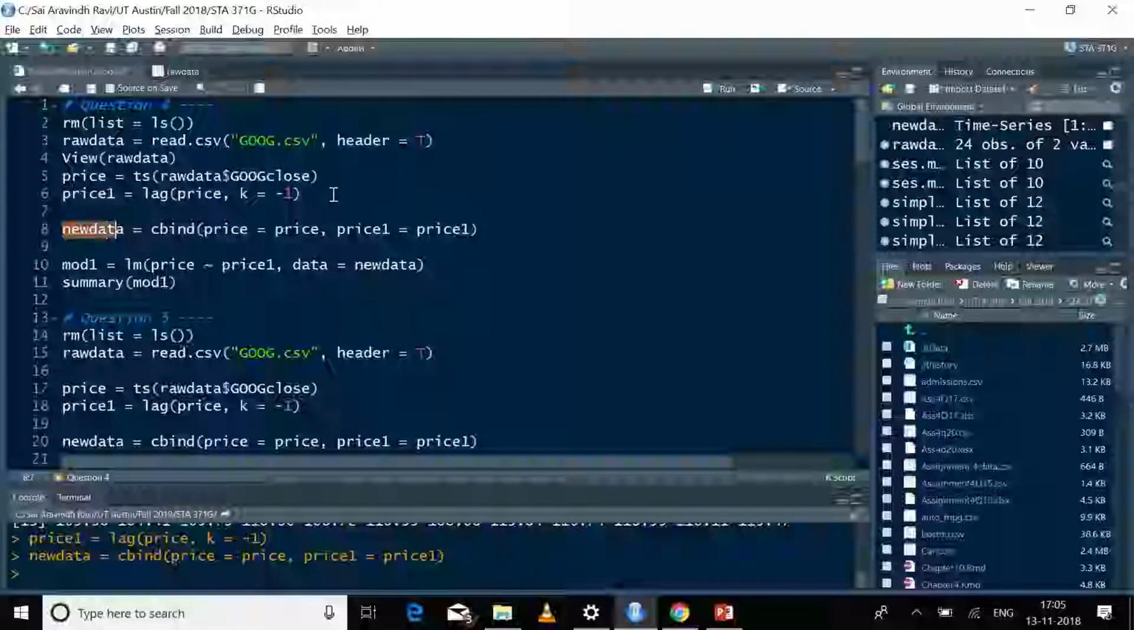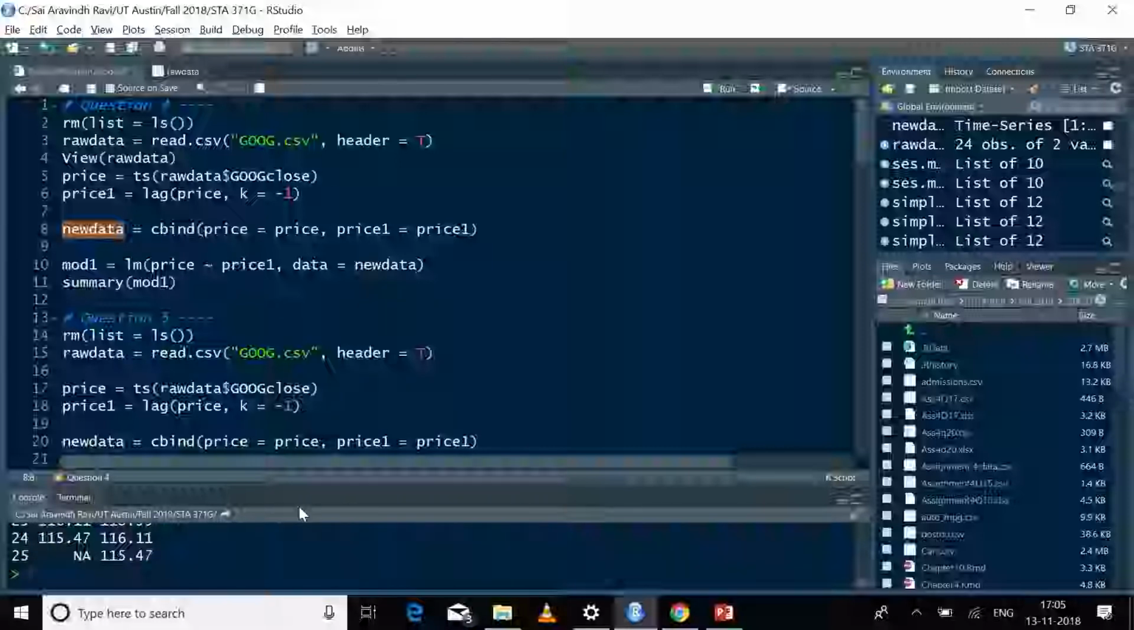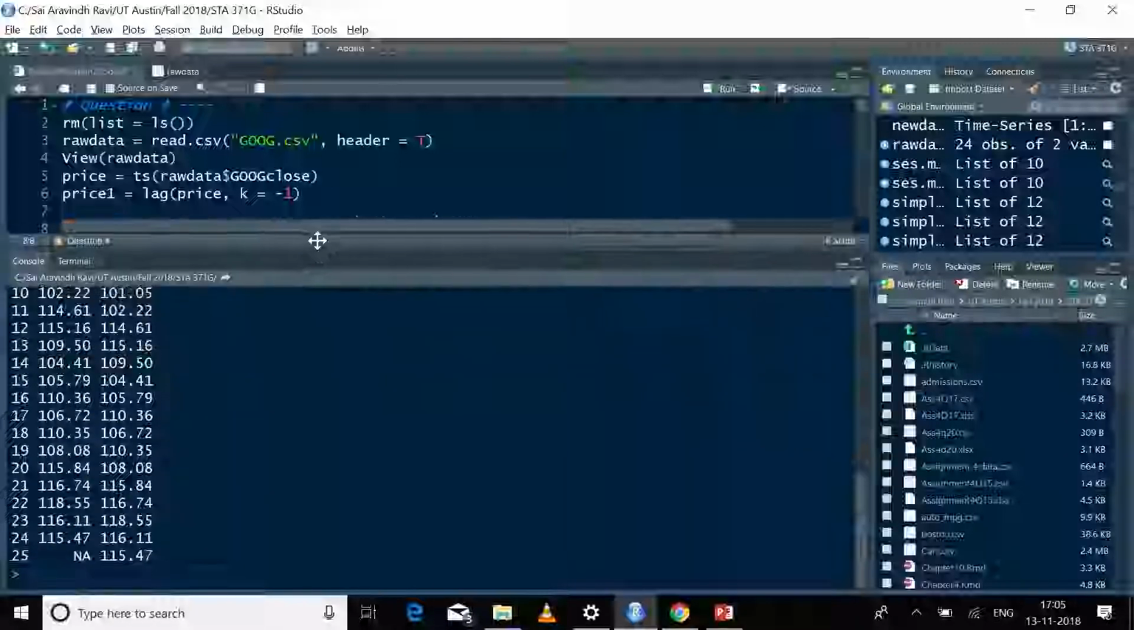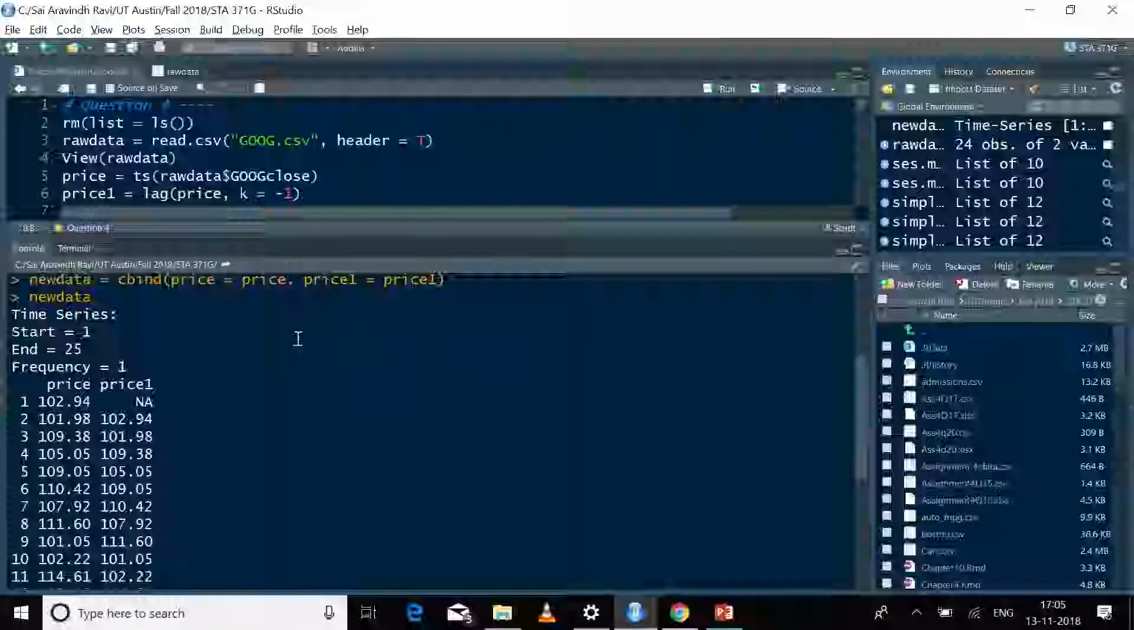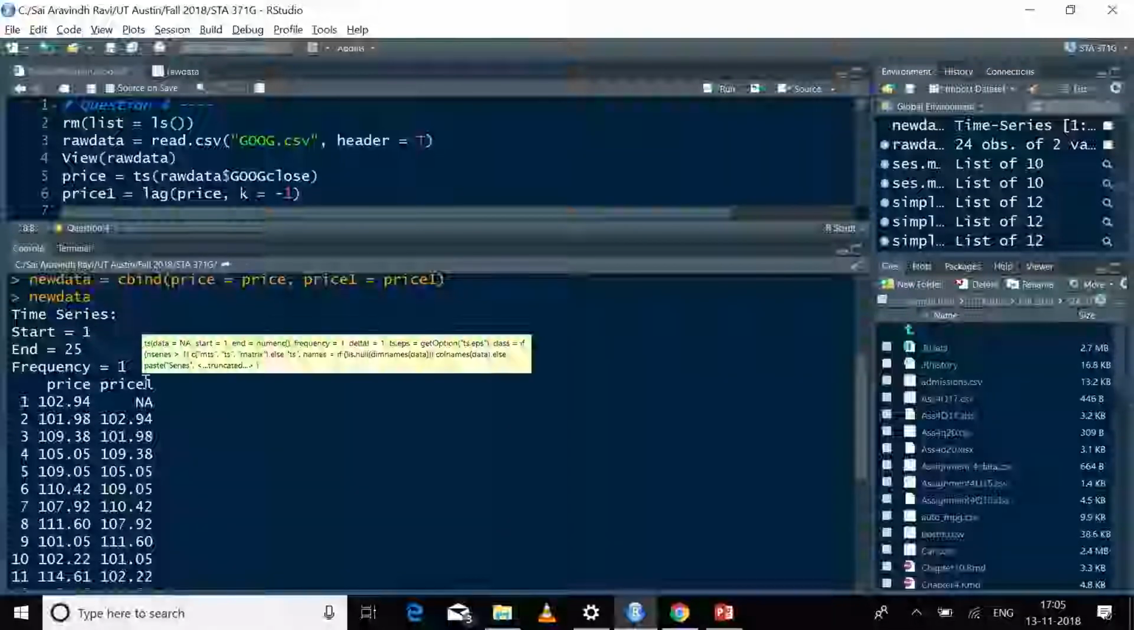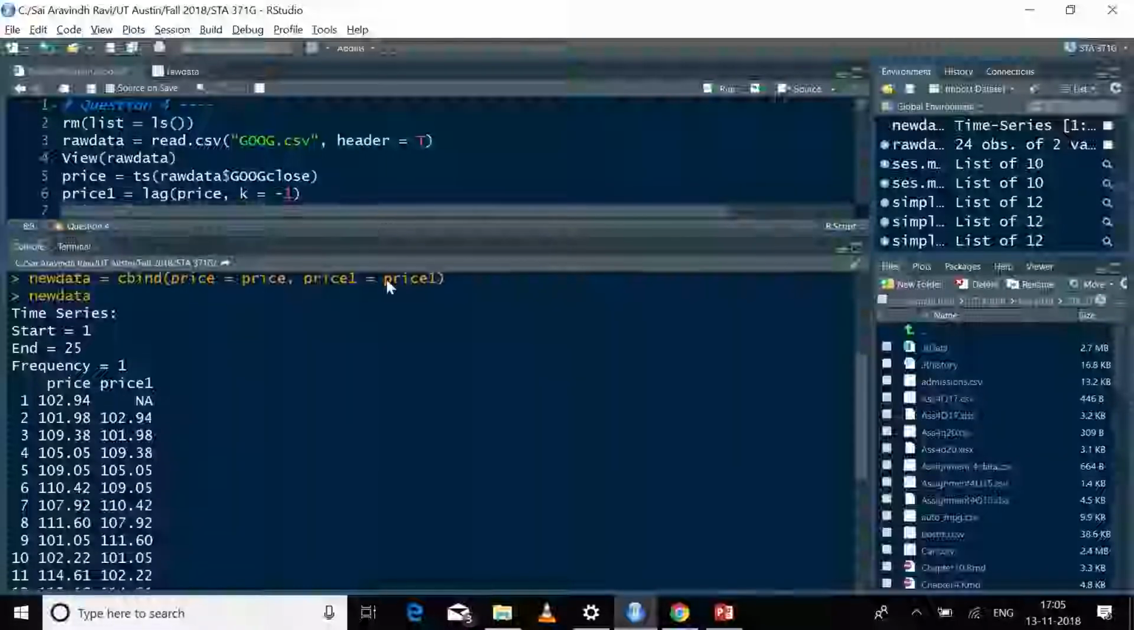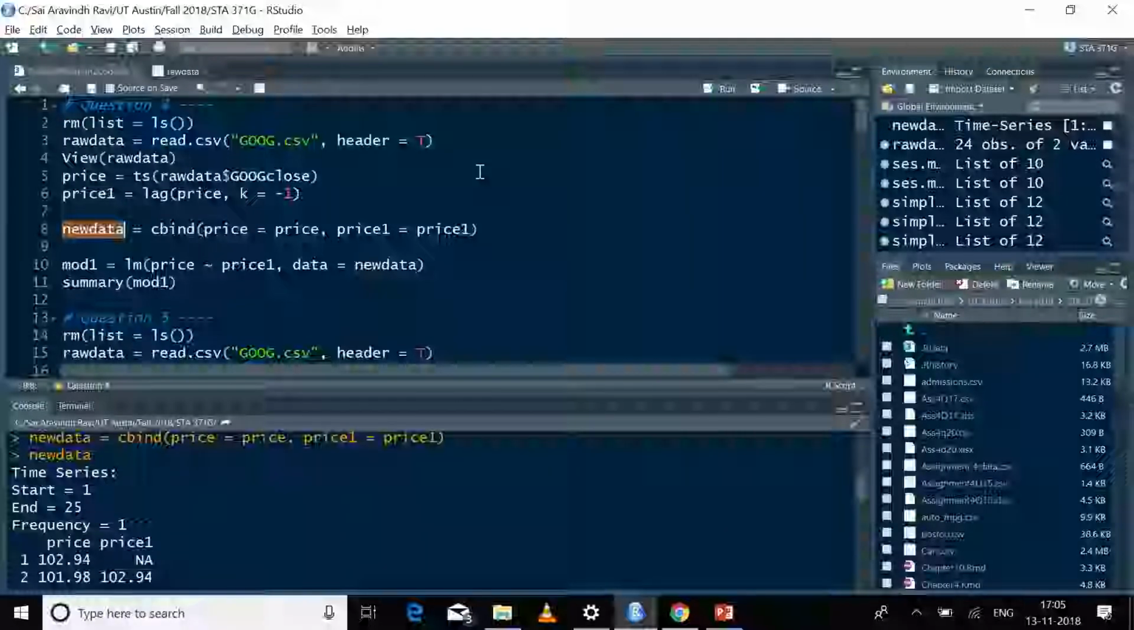And if I just print this out, you can see what it's done here. It's put them into columns near each other. So it's just one data frame now that has both the variables that I need for my regression. Questions?